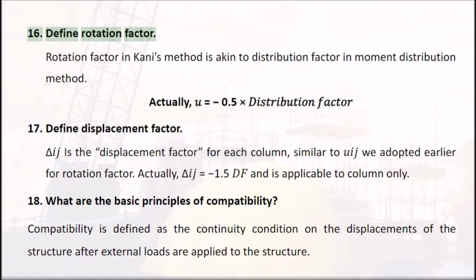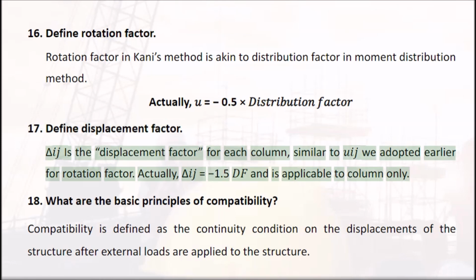Define rotation factor. Rotation factor in Kani's method is akin to distribution factor in moment distribution method. Actually, it equals minus 0.5 times. Define displacement factor. Is the displacement factor for each column similar to what we adopted earlier for rotation factor? Actually, it equals 1.5 and is applicable to columns only.